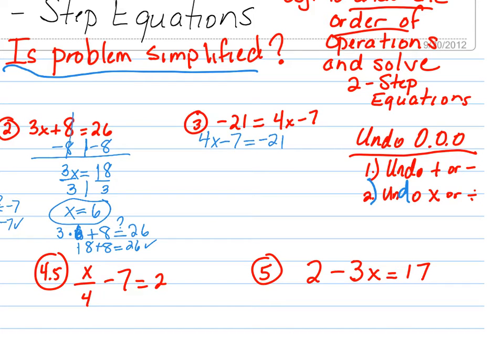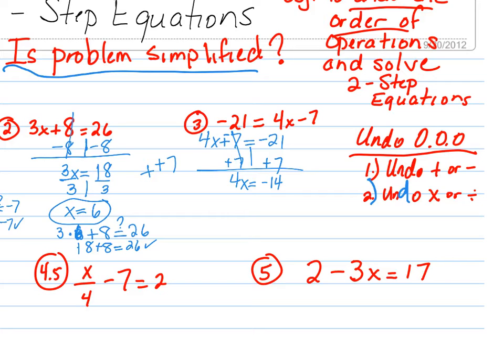How do you get rid of the minus 7? We're going to add 7. Now I want to show you something. Okay, I'm going to put plus 7. So negative 7 plus 7, do they cancel out? Yep. We're left with 4x equals negative 21 plus 7 is what? Negative 14.